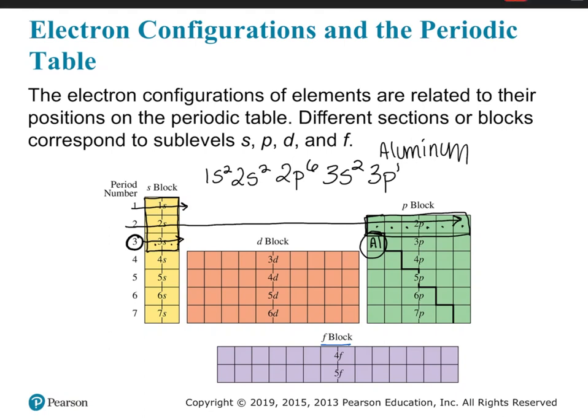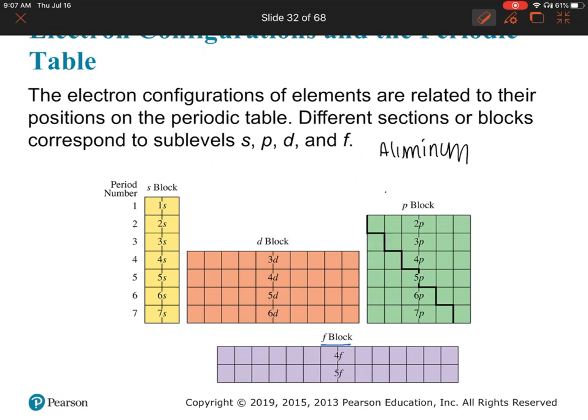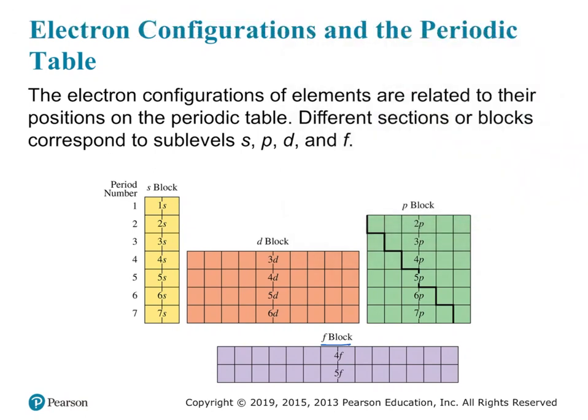Now what if we have, let's not even write down the element name. Let's just say we have this element here. Moving across, we know we're going to fill in the 1s orbital, and then the 2s orbital and the 2p orbitals, the 3s orbital, and we have 1, 2, 3, 4, 5 electrons in the 3p orbitals.